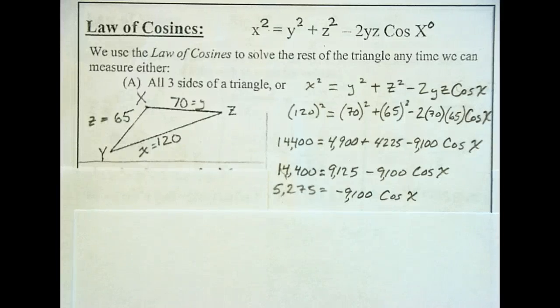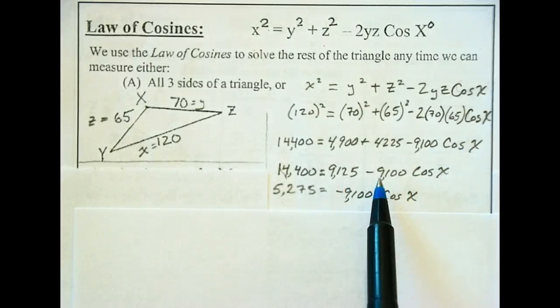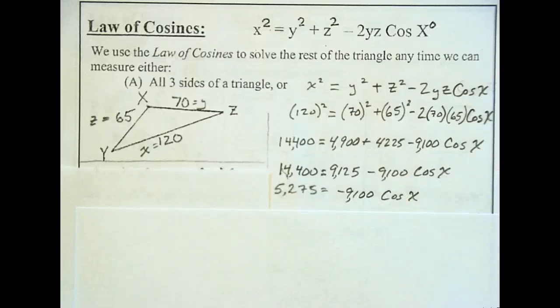Okay, everyone's attention here. The common mistake is trying to combine these two. Remember, this is a multiplication sign in between. You can't combine. There's an actual multiplication sign right there. You've got to multiply before you subtract. So we're going to move this 9125 over to this side. We get 5275. And now we're here.